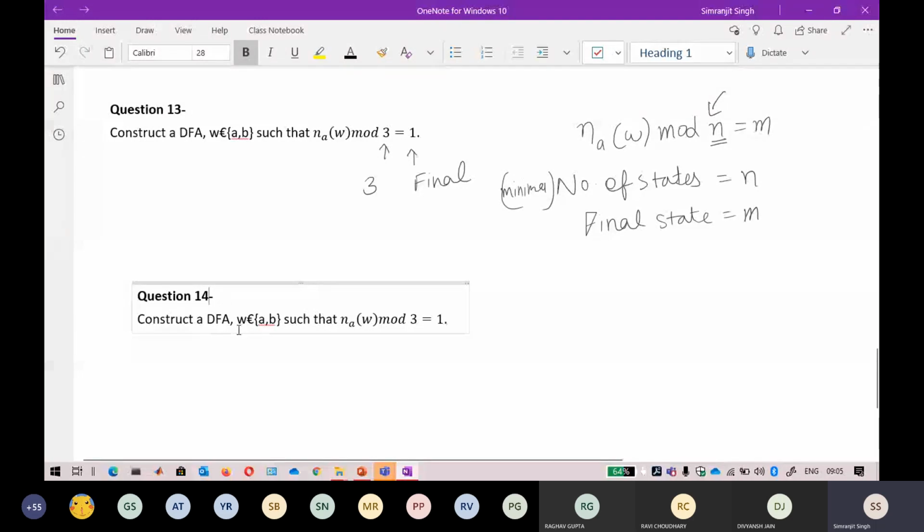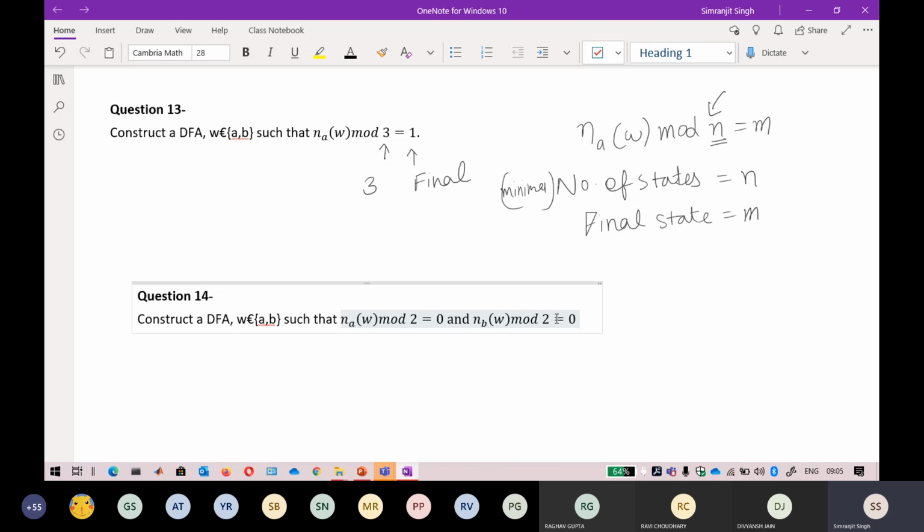The 14th question can be: construct a DFA where W belongs to {A, B}* such that the number of A's in W mod 2 equal to 1, mod 2 for 0 here, and I am also defining the number of B's here, and the number of B's mod 2 equal to 0.